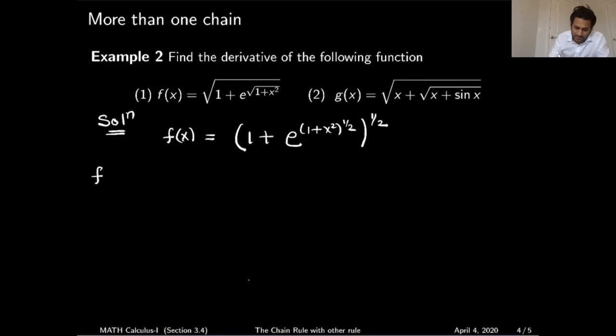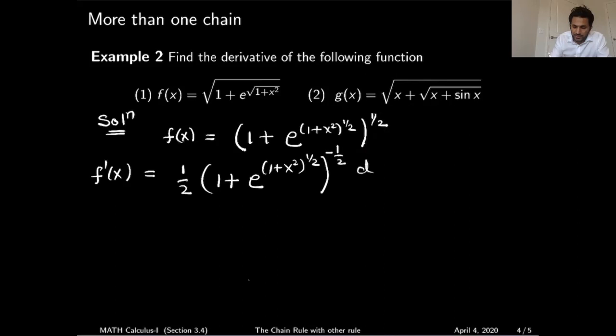Therefore, the derivative of this function is going to be by using the chain rule. You can see that this is the power function outside, so the power of this function is 1 half. For the outside, I will use the power rule. It's going to be 1 half, 1 plus e raised to power 1 plus x squared to the power 1 half. You take 1 from the power, which gives negative 1 half. And then you take the derivative of the inside and multiply it with the outside, which is 1 plus e raised to power 1 plus x squared to the power 1.